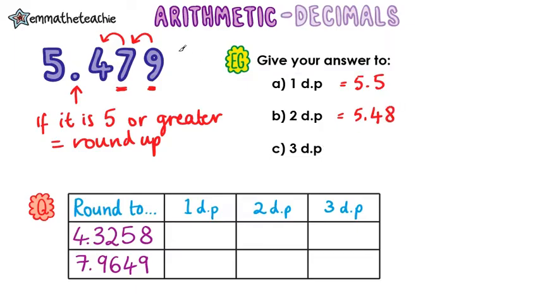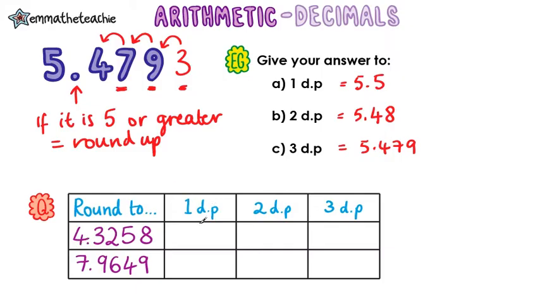3 decimal points, let's pretend we have a 3 there. So we're going to look at 1, 2, 3, the number after. We look at this 3. 3 is less than 5, so we are just going to leave the 9 as it is. So that would just give us 5.479. Okay, pause the video and try these questions yourself. Ready to go through them?